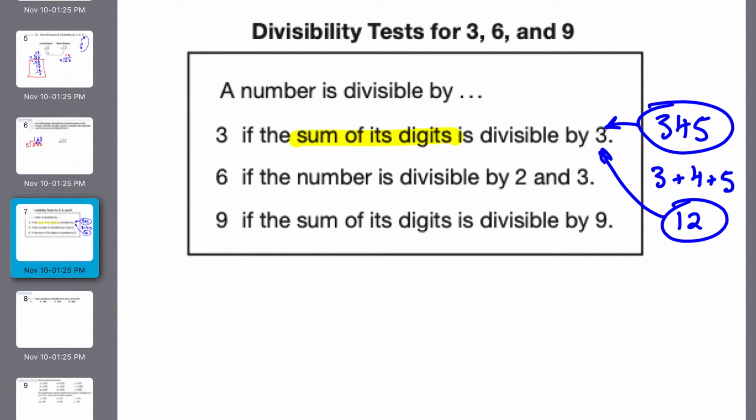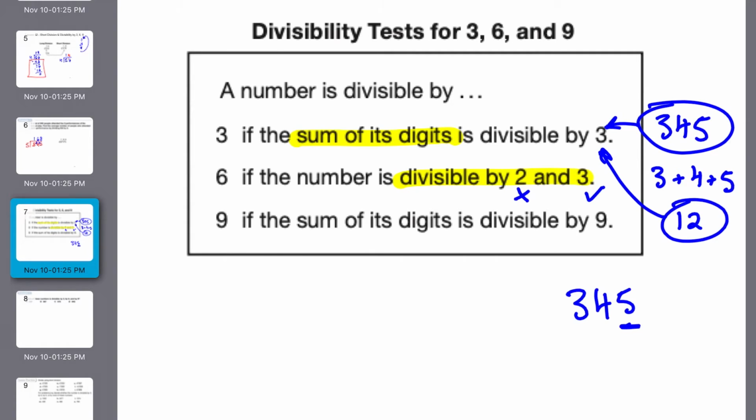For divisibility by 6, if the number is divisible by 2 and 3, then the number would be divisible by 6. So you would perform the divisibility test for 3. So if I have 345, 3 plus 4 plus 5 gives me 12. So yes, it is divisible by 3. Check. And now is the number divisible by 2? You can tell if a number is divisible by 2 if the last digit is even. So with 345, the last digit is a 5. So it is not divisible by 2. So that would mean it is not divisible by 6.